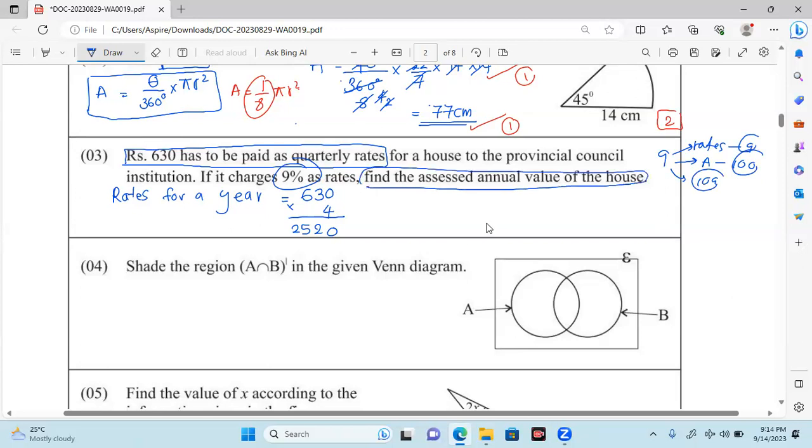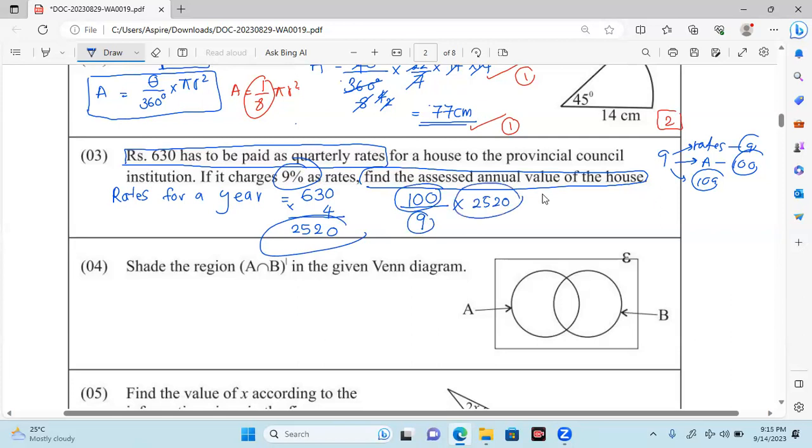Remember that always we write what they ask in the numerator. Now by taking from the percentage, here 9, that means they ask assessed annual value. Then for 9% rate, that means for 9 rupees rate, it is 100 rupees. Then rate is 9, it is given, then multiplied by 2520. This means if the rate is 9, the assessed annual value is 100.